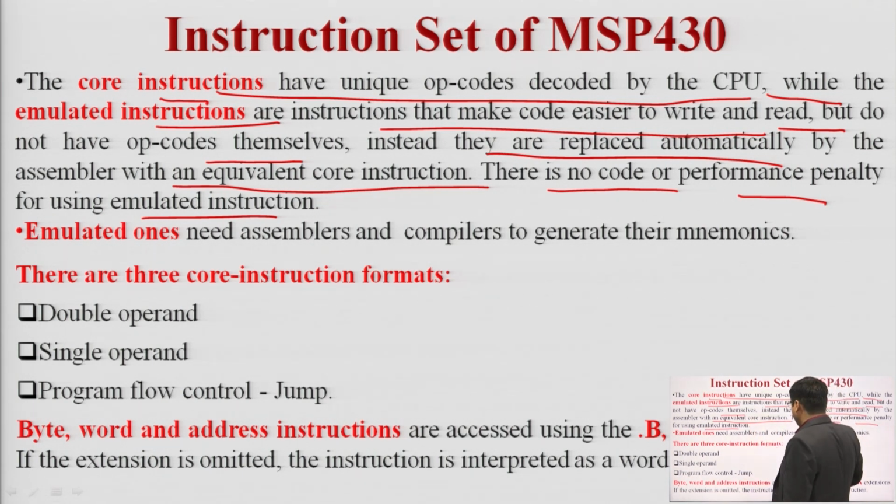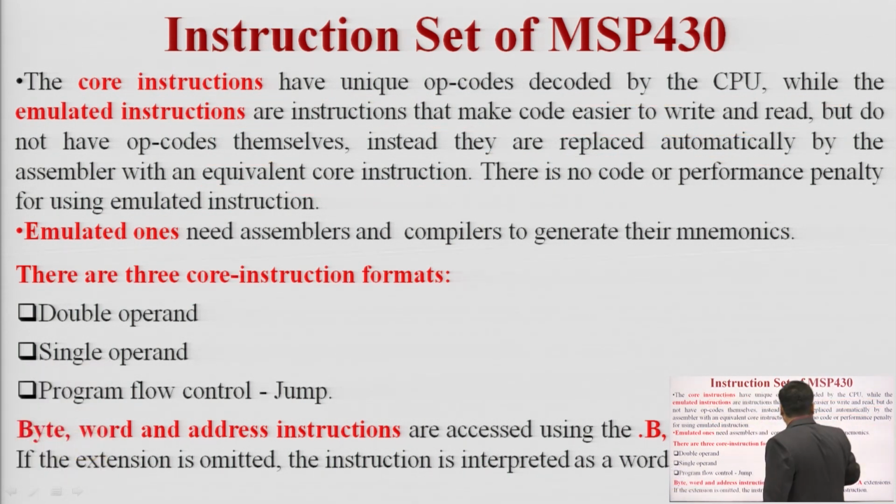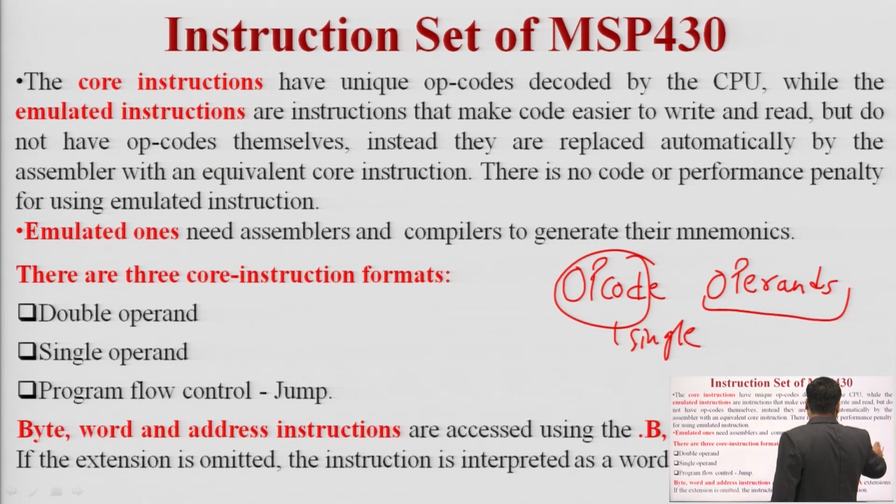Before going into depth, we will see that there are two main things available in an instruction: the opcode and the operands. In any instruction there is only one opcode, and operands may be two, one, or in some instructions no operand at all. Generally we take two, a source operand and a destination operand.